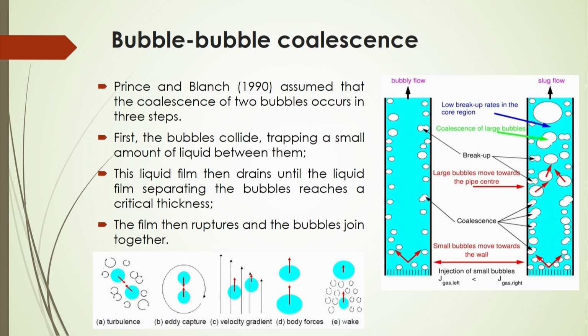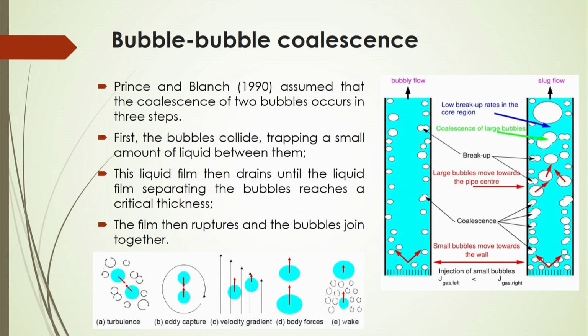Suppose two small bubbles are coming to each other and they collide first, and they will trap a small amount of liquid between them. After that, a small liquid film will be there, and that liquid film drains until the liquid film separating the bubbles reaches a critical thickness, and the film then ruptures and the bubbles join together, and then bubble coalescence will happen.